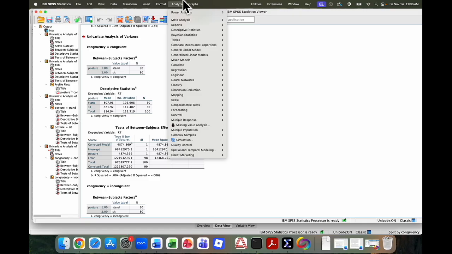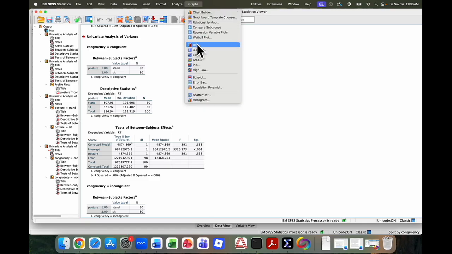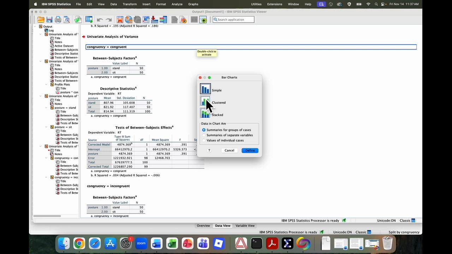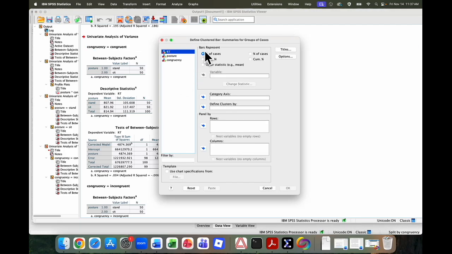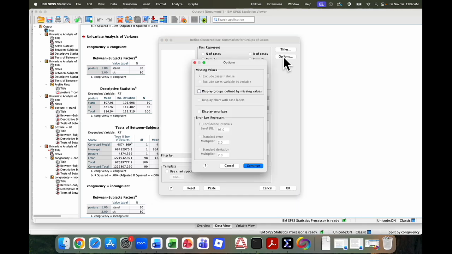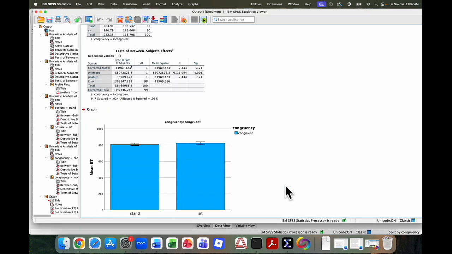So another way to make a graph is to go to Graphs, Bar. We want clustered because we're dealing with two independent variables. We're doing between subjects, so we want groups of cases, define. And the bars represent, this is where our dependent variable goes, reaction time. Category axis will be posture, congruency will be define clusters. You could swap these around depending on what is the best way to communicate your findings. Click display error bars, standard error 1, continue, okay.